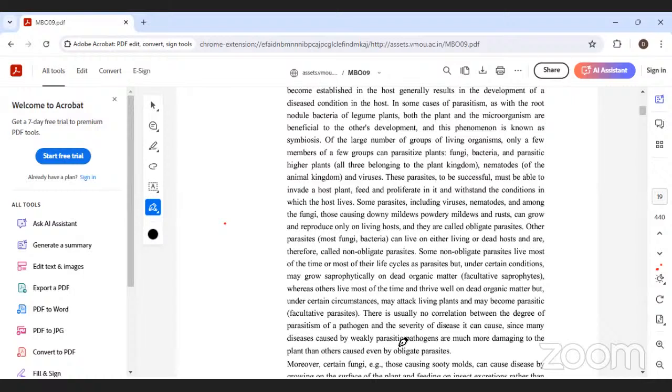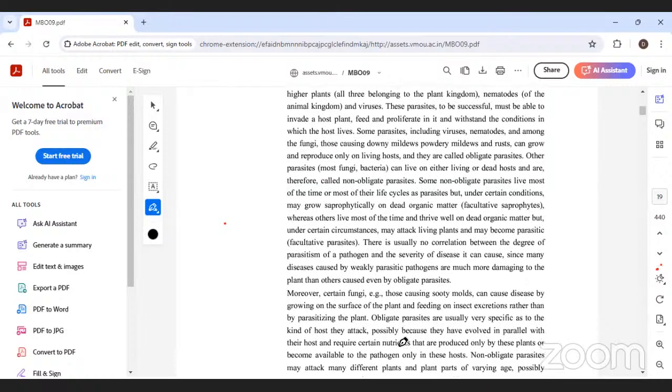There is usually no correlation between the degree of parasitism of a pathogen and the severity of the disease it causes, since many diseases are caused by weak parasites. That is called a weak parasite. Weak parasite pathogens are much more damaging to the plant than others, even obligate parasites.